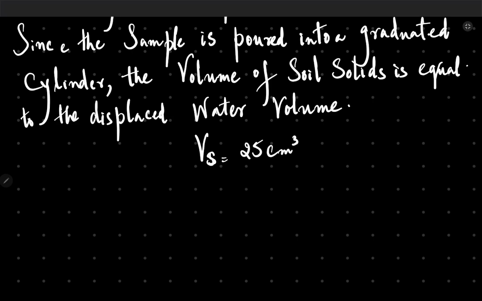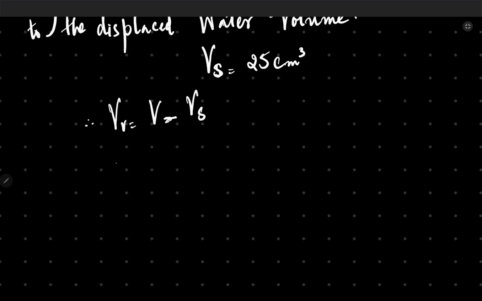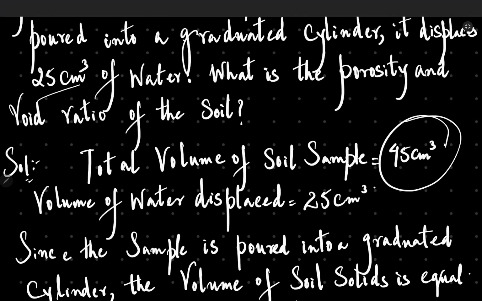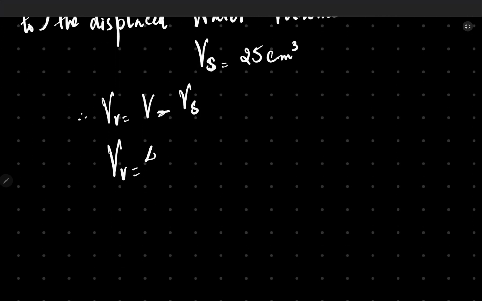So we have volume of solids as 25 centimeter cube. Now I can very easily find the volume of voids. How? Because I know the volume of solids and the total volume, I can very easily arrive at the volume of voids. Volume of voids is equal to total volume minus volume of soil solids. Total volume is 45 because the volume of the sampler is 45 centimeter cube. Volume of soil solids is 25. So volume of voids is 20 centimeter cube.